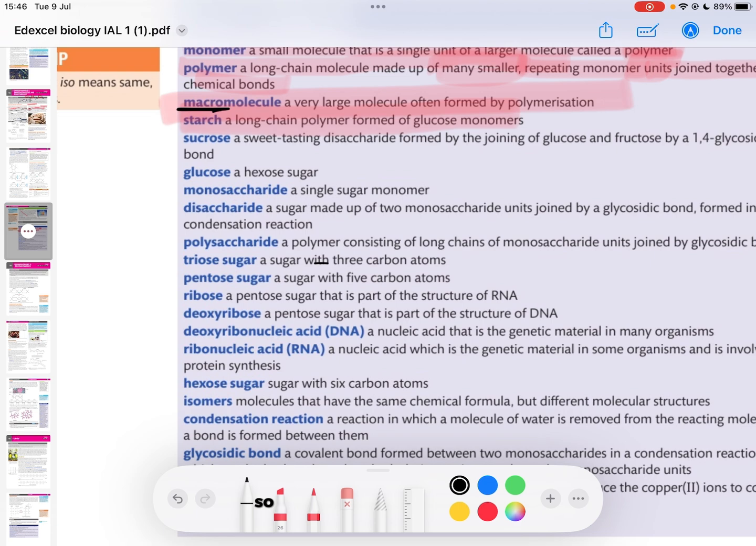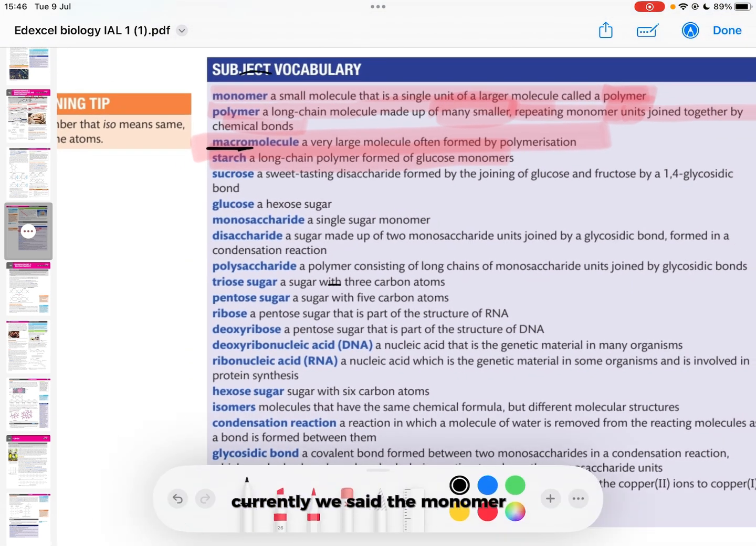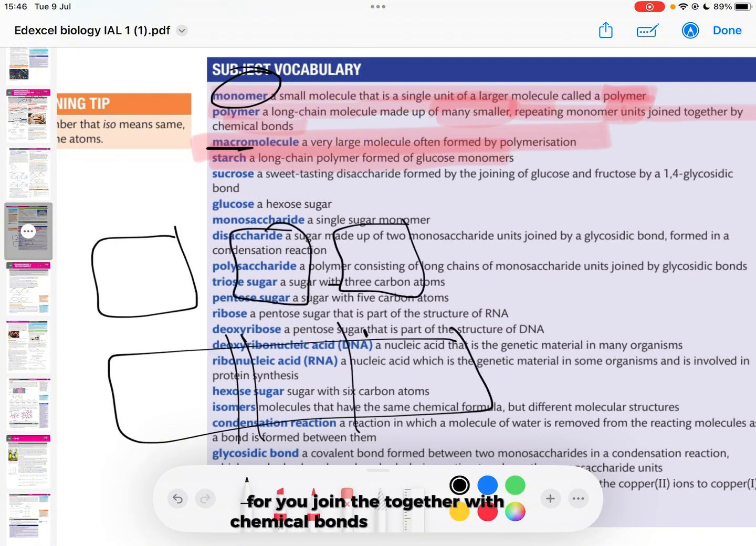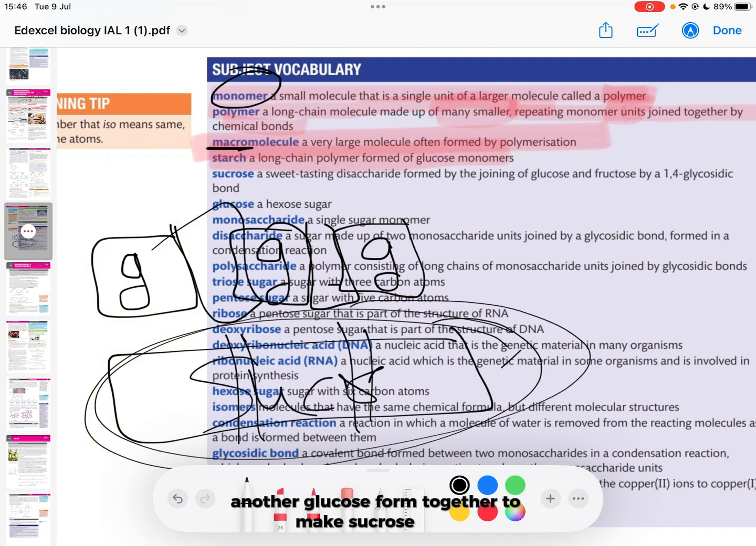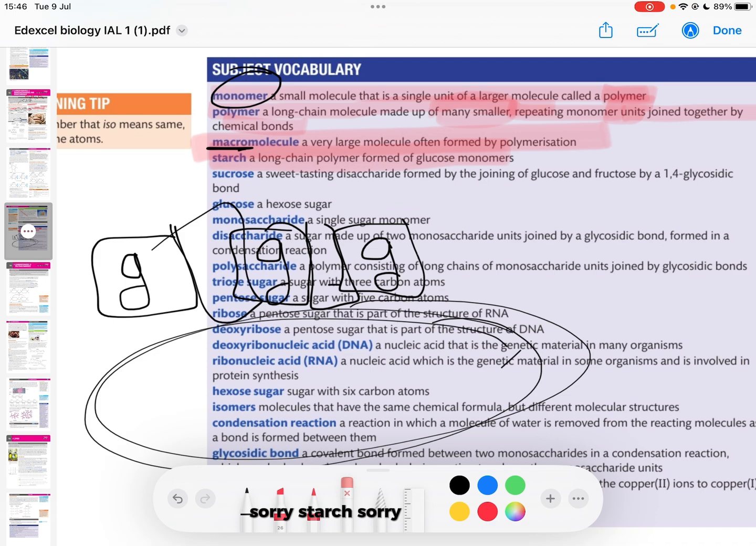So I'm just going to give a real example. We said the monomer is when you have something, something, something, and then you join it together with chemical bonds to form one thing. So this is a glucose, another glucose, formed together to make sucrose. Okay? Starch. Okay?